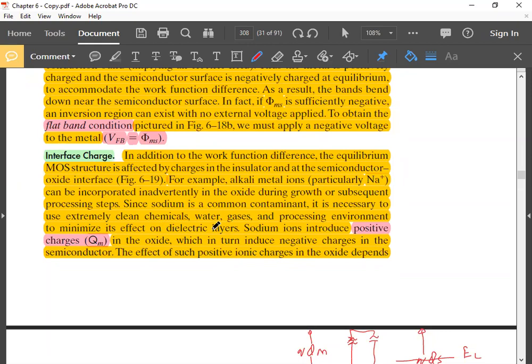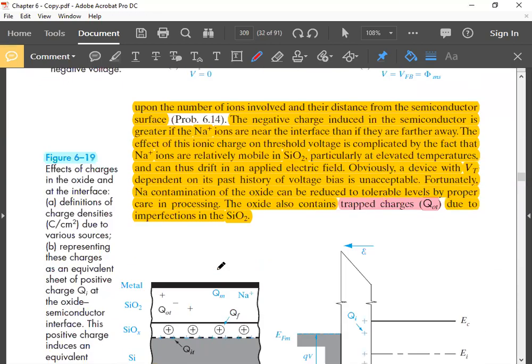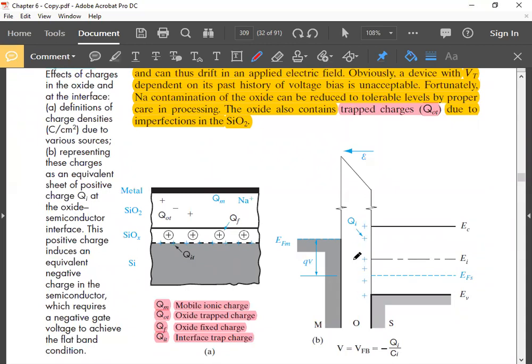The dielectric layer means the oxide layer. Sodium ions introduce positive charges Qm in the oxide. So Qm, M is for mobile. These sodium ions can to some extent move within the oxide layer in response to the applied electric field, the applied voltage across the oxide layer. That's why M is for mobile. Which in turn introduces negative charge in the semiconductor. So if there is positive charge coming from sodium ions here, through electrostatic attraction they will induce negative charge in the semiconductor.